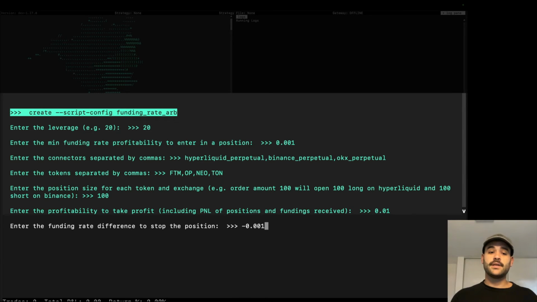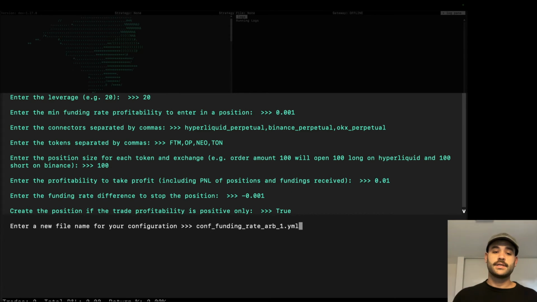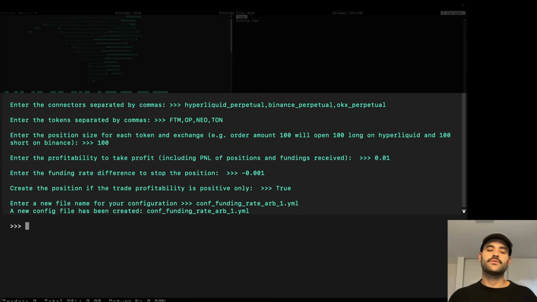So, the last thing will be whether we are looking for positive trade profitability to enter. In this case it's false. If we put true, we are only going to enter the positions if the current rate is positive. I'm doing this just to not trade, but once we run that, we are going to have this conf funding rate arb created.